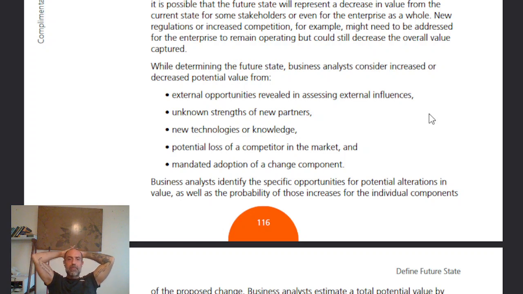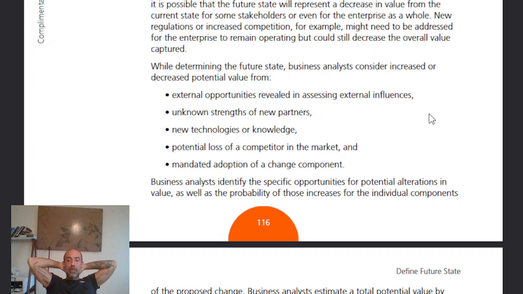While determining the future state, business analysts consider increased or decreased potential value from external opportunities revealed in assessing external influences. Because ultimately, if while doing your research you find an external opportunity, what makes you so sure stakeholders are not going to think that is more valuable than this one? It can create a state of decreased potential value, probably, or increased because we chased that opportunity.